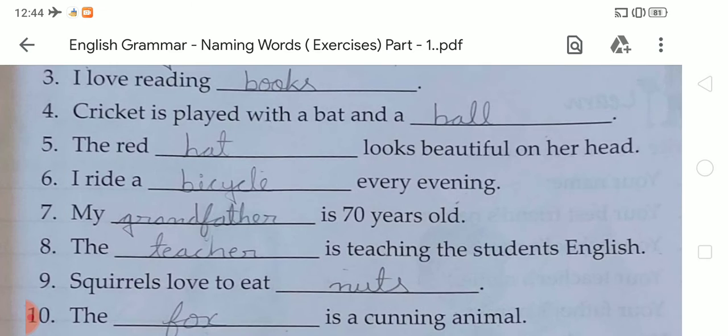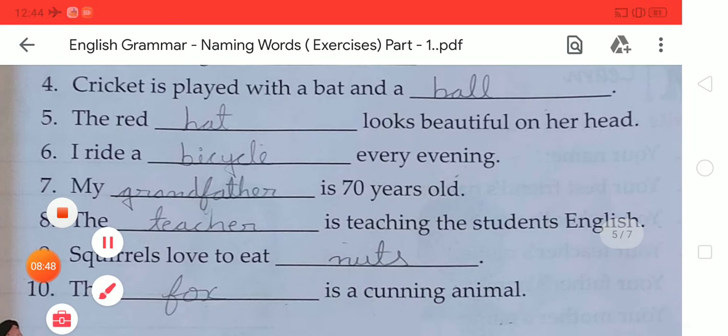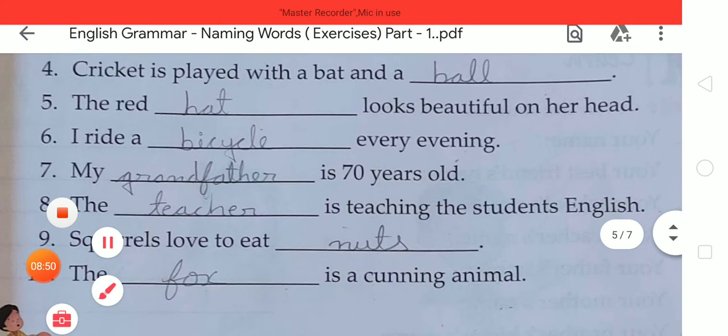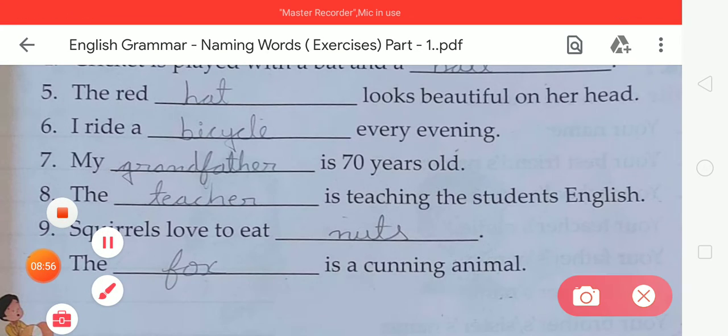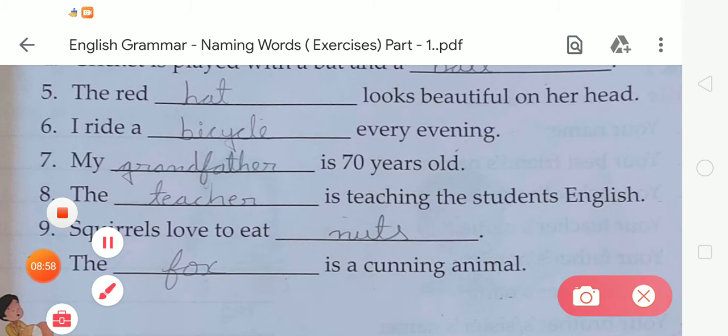Now the next, number 9. In number 9, there is: squirrels love to eat dash. So what will we write on the given blanks? We have to write nuts. Squirrels love to eat nuts. What is the spelling of nuts? N-U-T-S, nuts. So like this we have to complete number 9.